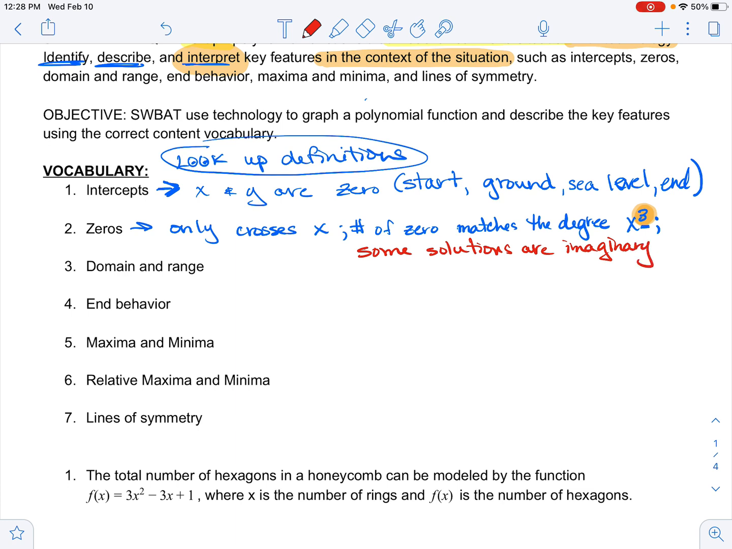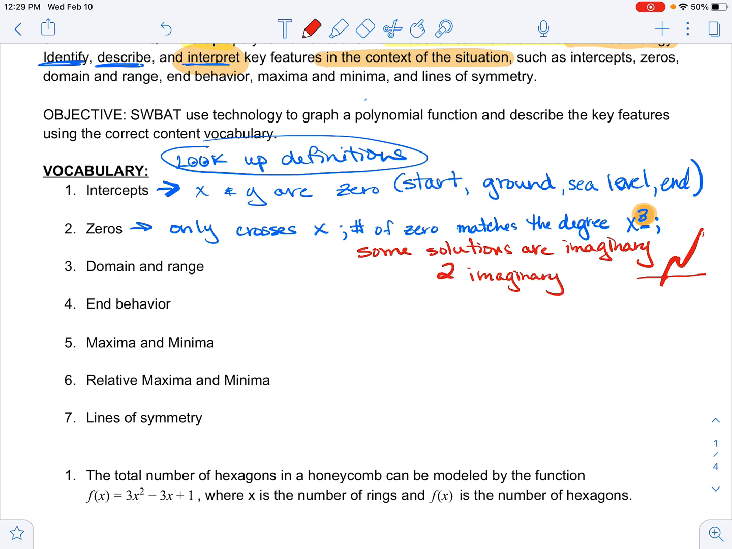So in the case of an x to the third, we would expect to see 3 zeros. So if this line crosses the x-axis only one time, it is true that there would be 2 more, because if it crossed here once, there are going to be 2 imaginary solutions.